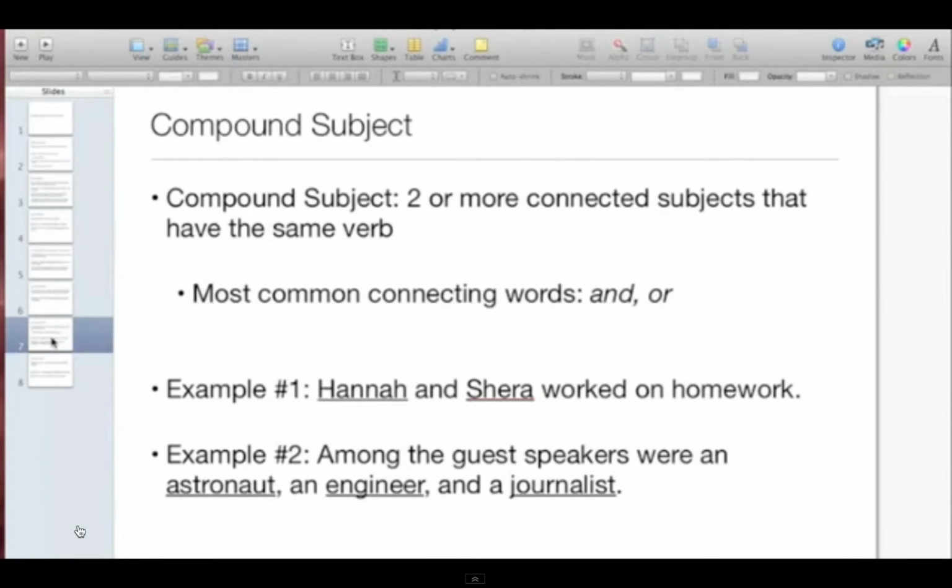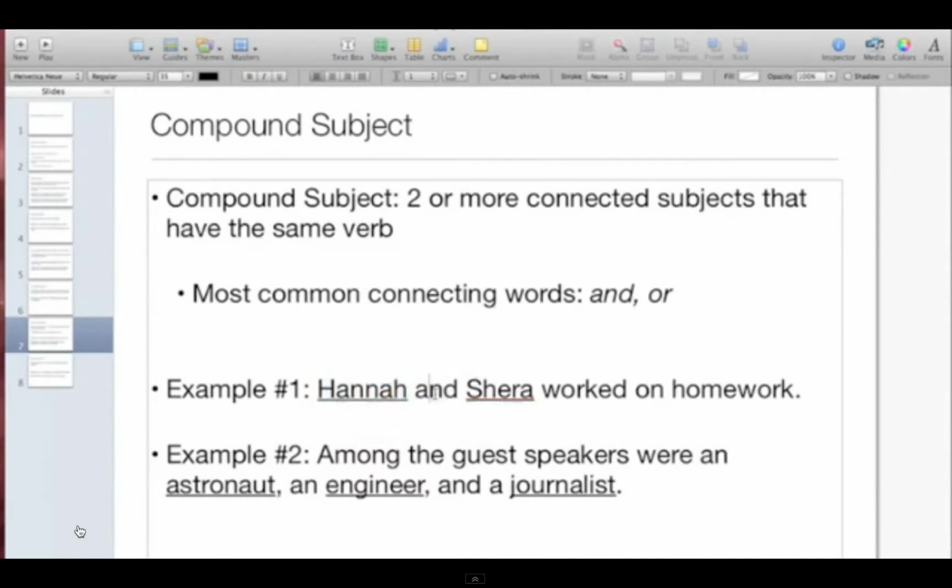Compound subject. Compound subject is 2 or more connected subjects that have the same verb. Your key words are going to be and, or. In example number 1, Hannah and Shara worked on homework. I see my word and, I look on both sides. Hannah and Shara are both subjects. Together, they make a compound subject.